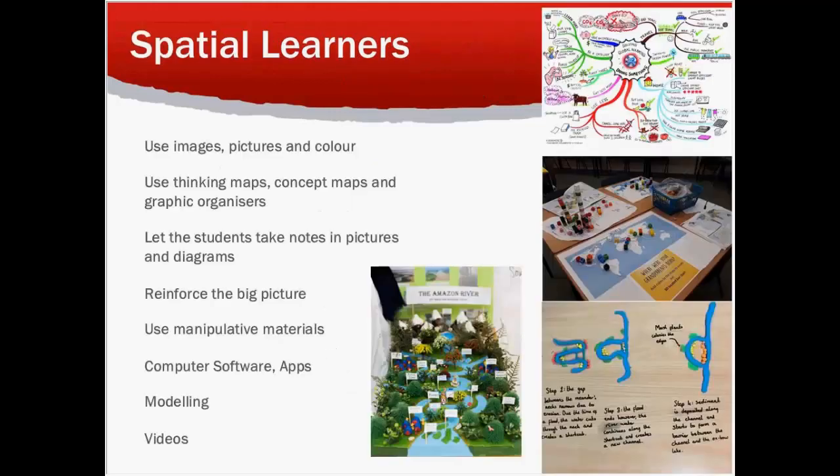Some examples. Things you should be using with spatial learners are things like using images, pictures, and color, use of thinking maps, concept maps, and graphic organizers. Let the students take notes in pictures and diagrammatic form, reinforcing the big picture with them, using manipulative materials, using computer software, apps, modeling, and videos. All of those things are proven to work very, very effectively with spatial learners.